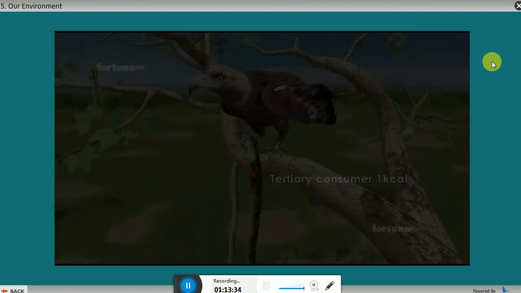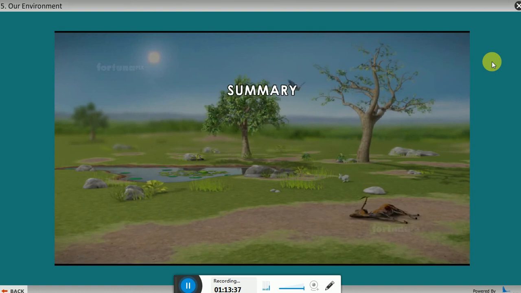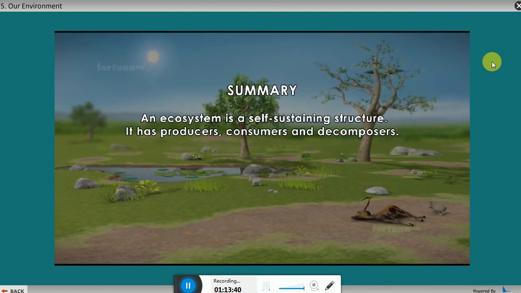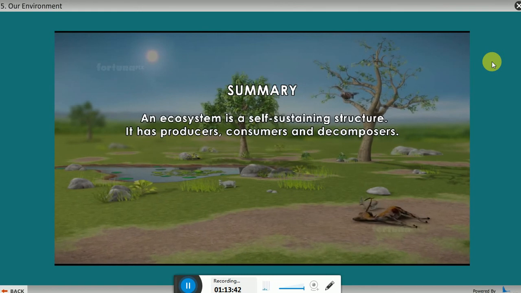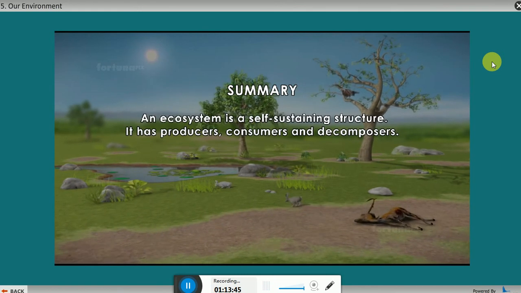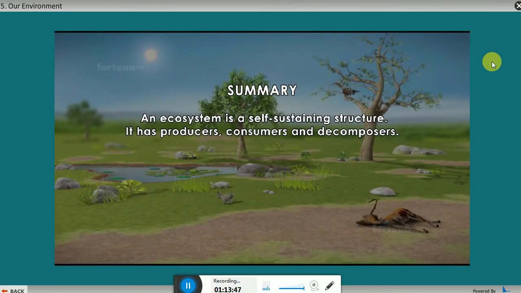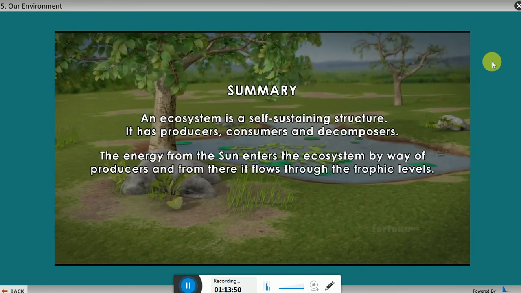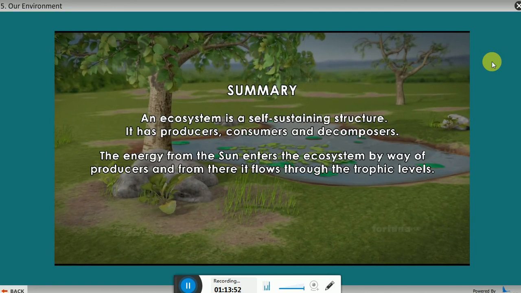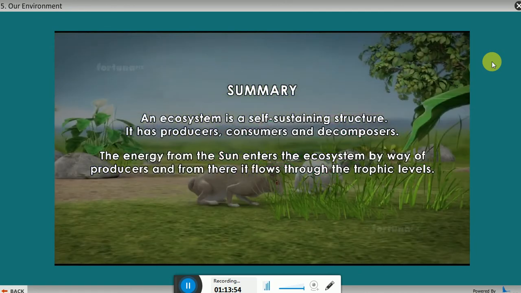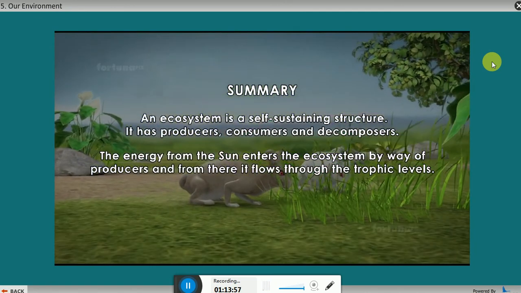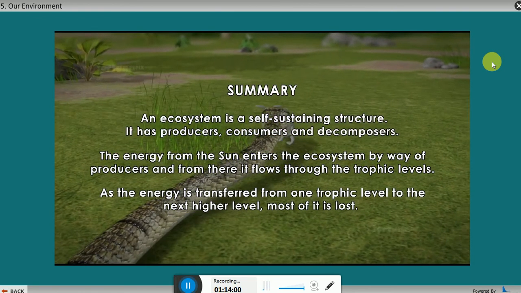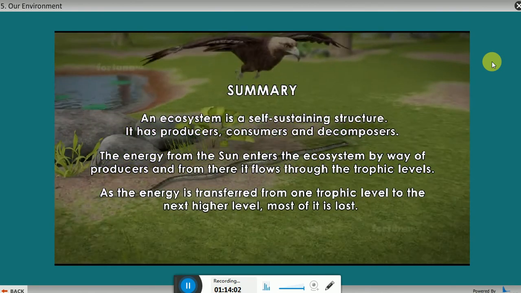Summary: an ecosystem is a self-sustaining structure. It has producers, consumers, and decomposers. The energy from the sun enters the ecosystem by way of producers, and from there it flows through the trophic levels. As the energy is transferred from one trophic level to the next higher level, most of it is lost.